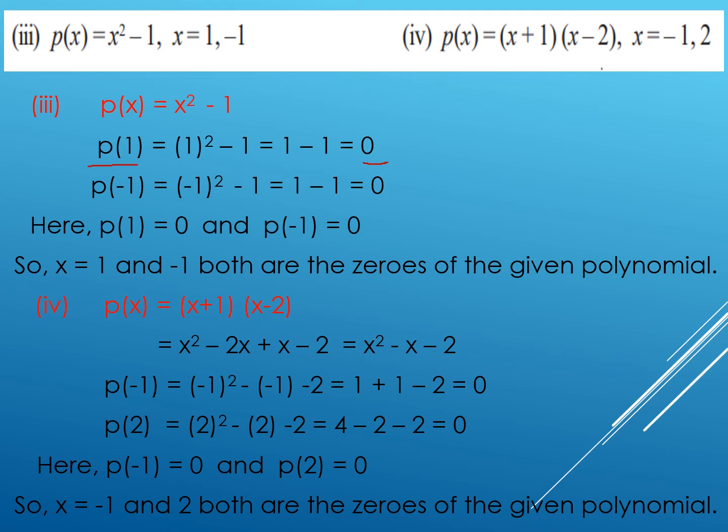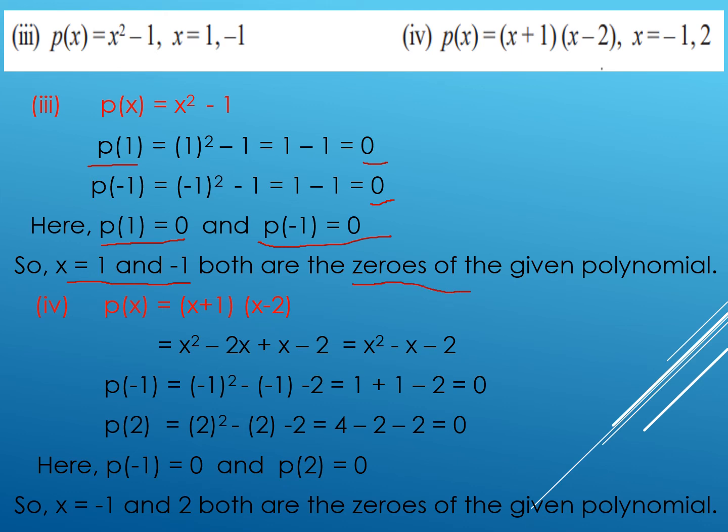Now let's take p(minus 1). It will be minus 1 square minus 1. After solving again we are getting 0. So here p(1) is equal to 0 and p(minus 1) also 0. That means x is equal to 1 and minus 1 both are the zeros of the given polynomial.